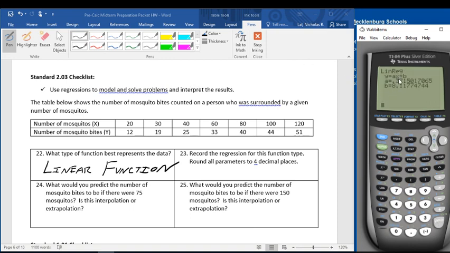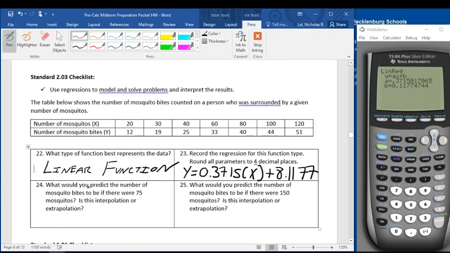So here y is equal to ax plus b, where a is 0.3715 and b is 8.1177. We can write the regression as y equals 0.3715x plus 8.1177. So that's number 23.